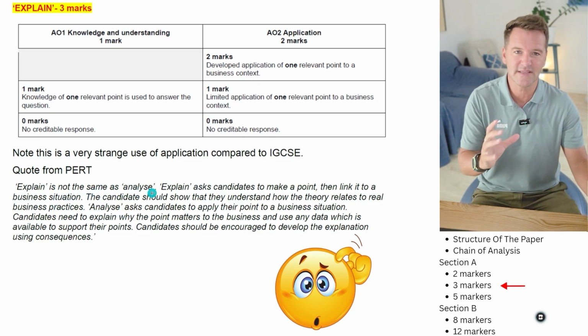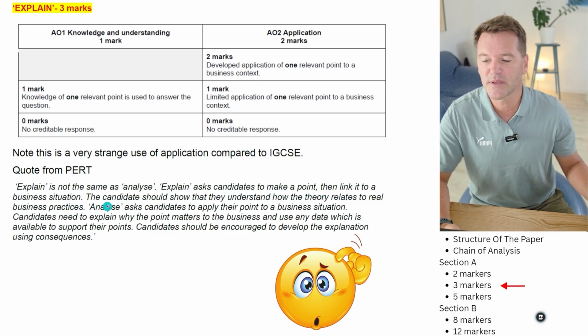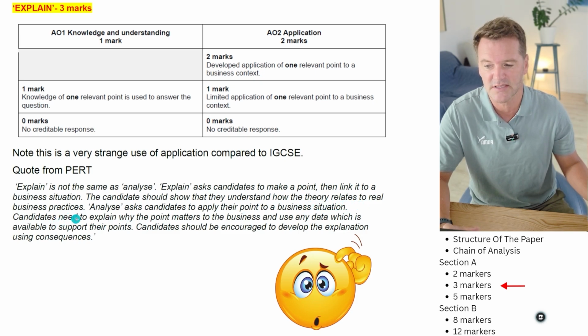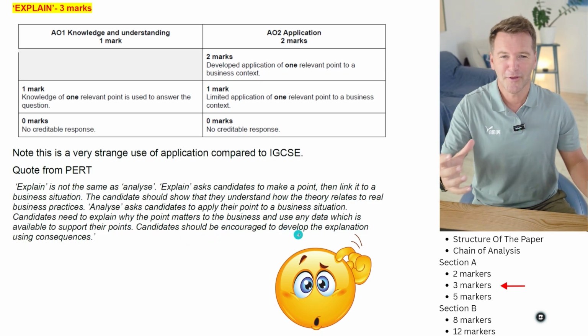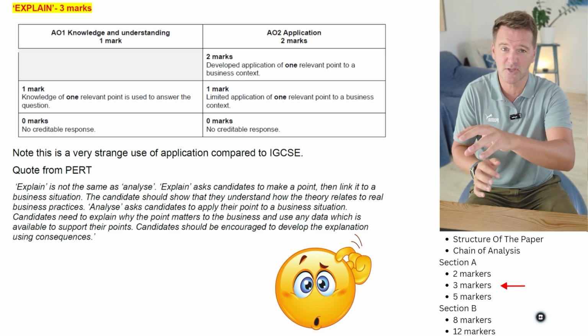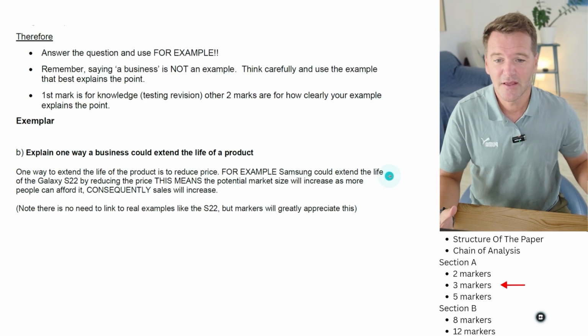Explain is not the same as analyze, they say. Explain asks candidates to make a point, then link to the business situation. The candidate should show that they understand how the theory relates to real business practices. Analyze asks students to apply their point to a business situation. Candidates need to explain why the point matters to the business and use any data which is available to support their points. Candidates should be encouraged to develop the explanation using consequences. Well, using consequences, you could call it a chain of consequences, the chain of analysis, because you're giving the consequence of each.